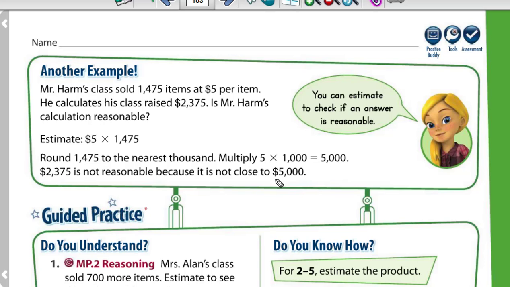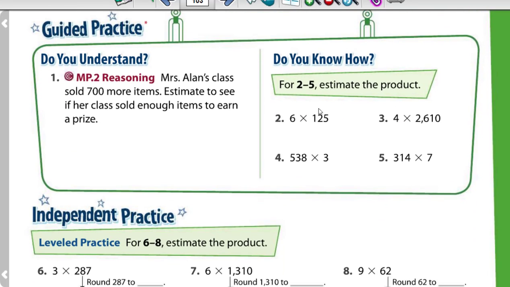Now we know that we use rounding to estimate the product, we multiply by the rounded number, like this. And after that we can judge whether the answer, the product, is reasonable or not. So guys, we do not judge the estimate, we judge the answer, the product. The reason of this is to know if the answer is correct or not correct. Now let's move to the next part.